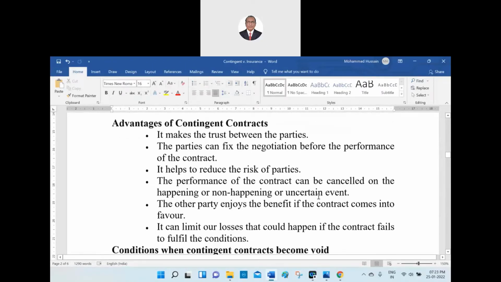So the advantage of contingent contracts is, number one, it builds trust between the parties. Number two, the parties can fix the negotiation before the performance of the contract. Yes, agreed.